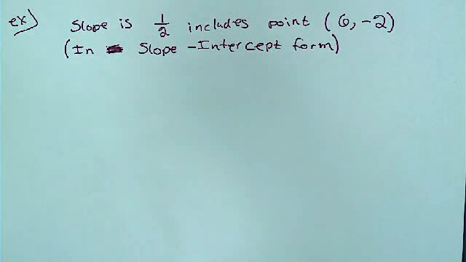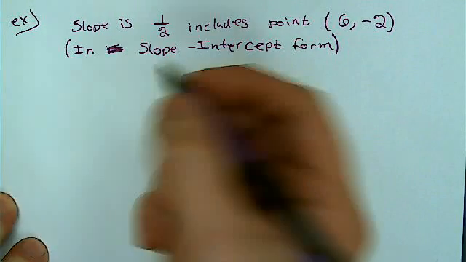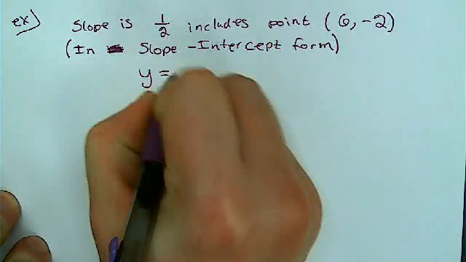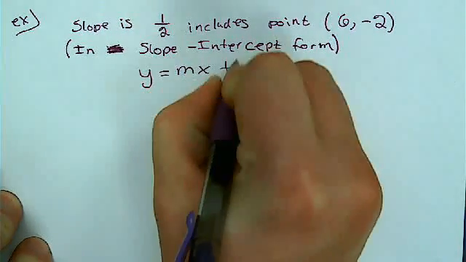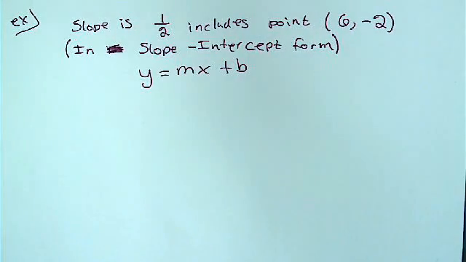Now, in this case, I don't already have something I can look back on in my notes and pull out from point-slope form and simplify it. I need to start from scratch. So I write down the slope-intercept form general equation. Right, write that down first.